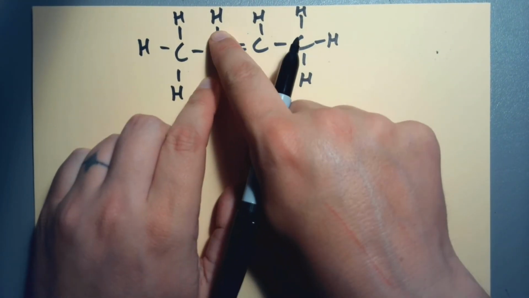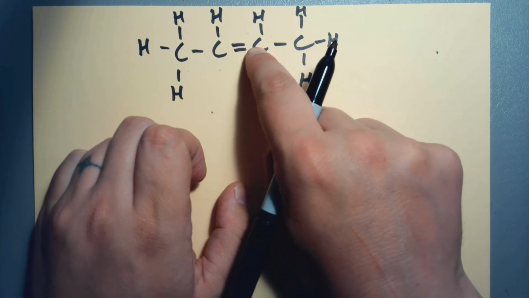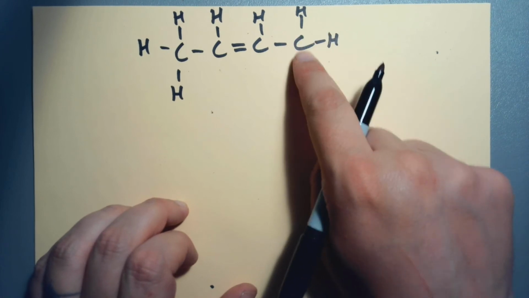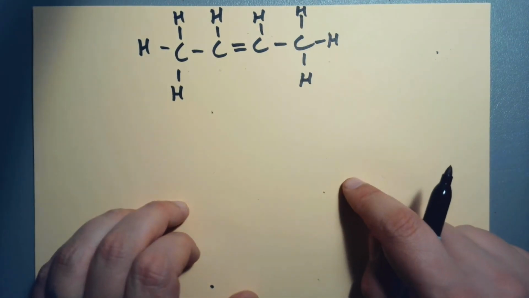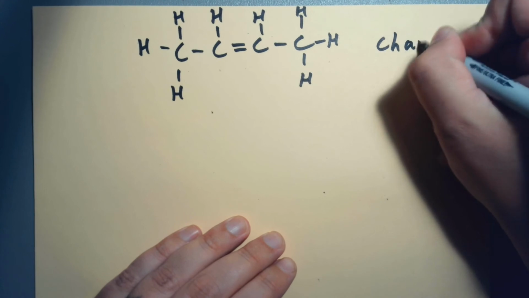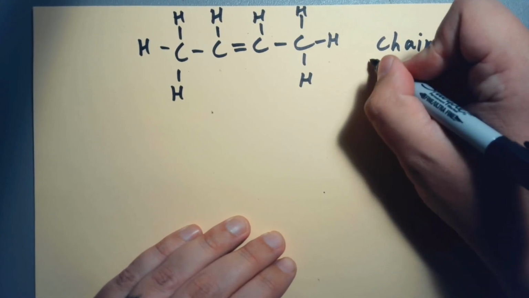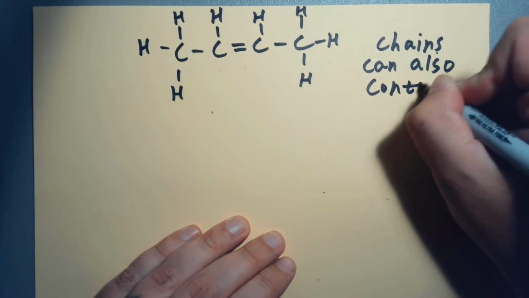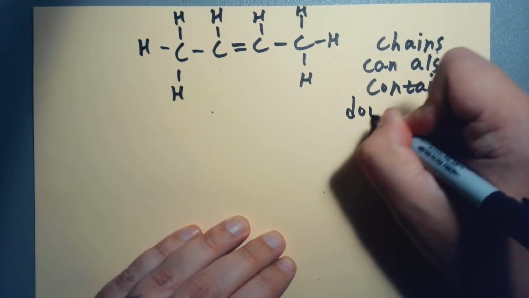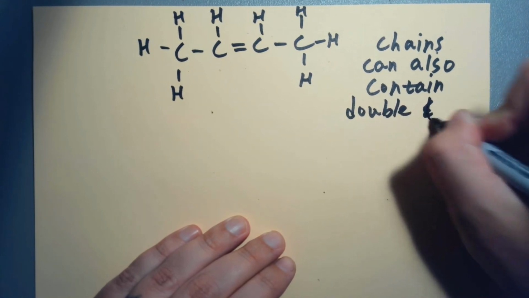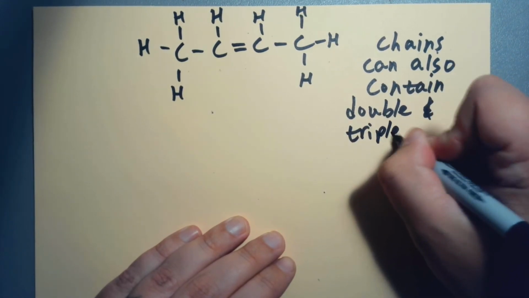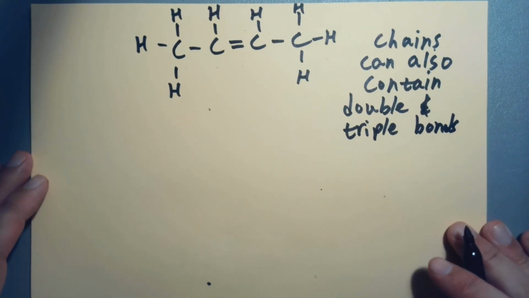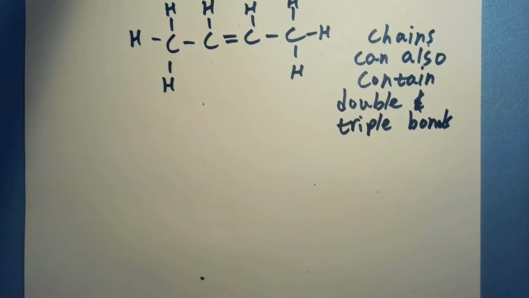Carbon's still making 4 bonds here. 1, 2, 3, 4. This one's also making 4 bonds. 1, 2, 3, 4. And then over here we have the classic 1, 2, 3, 4, 4 single bonds. So just note that chains can also contain double and triple bonds. Now you don't often see triple bonds in a ring structure. Not saying it can't happen, it just tends not to naturally happen very often.